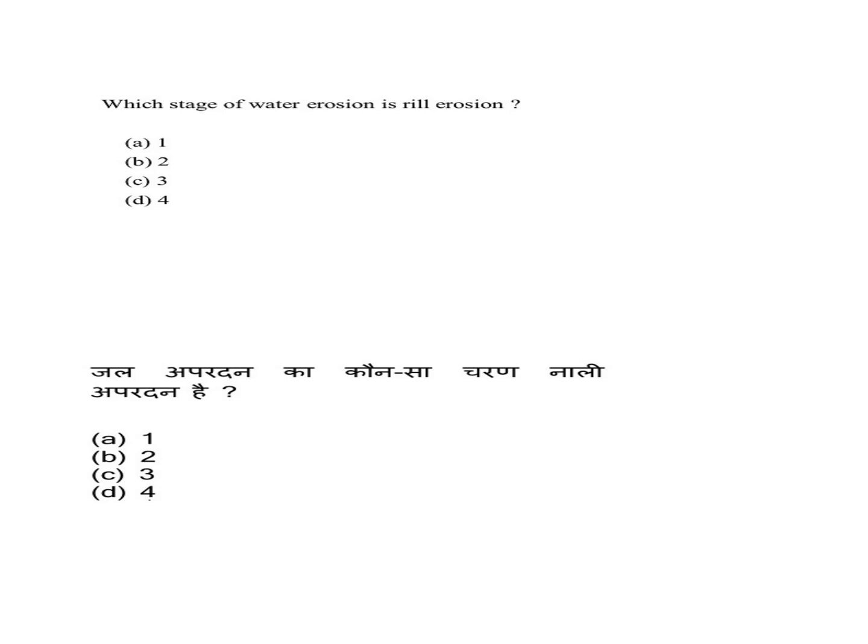First one is, which stage of water erosion is rill erosion? The answer is third stage. First stage is splash erosion. Second stage is sheet erosion. Third stage is rill erosion. Fourth stage is gully erosion.